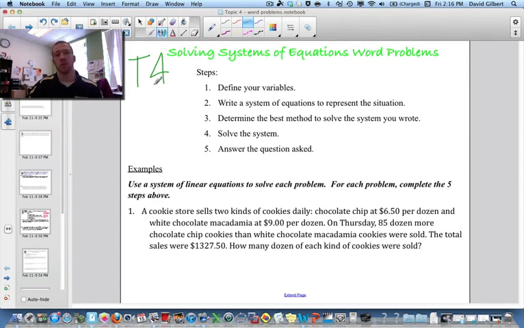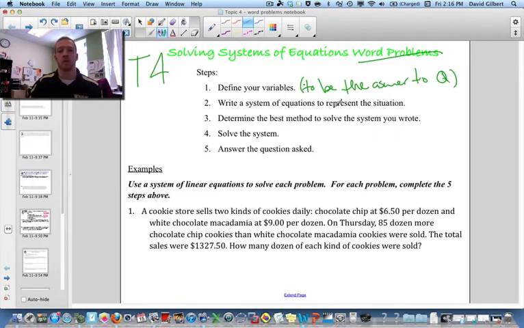This is topic 4. This is using system of equations to solve word problems. So, step 1, define your variables. When you define your variables, make sure you define them to be the answer to the question. That way, when you solve for your variables, you've solved the question.